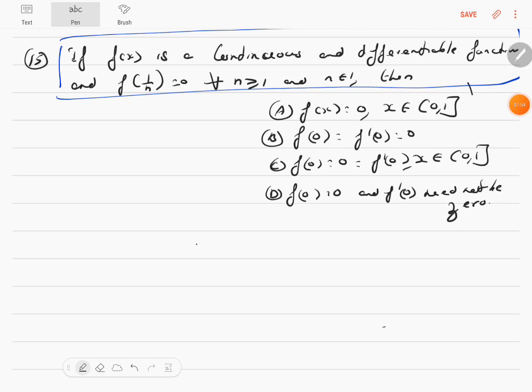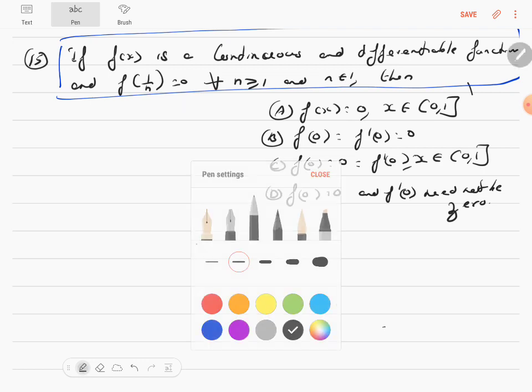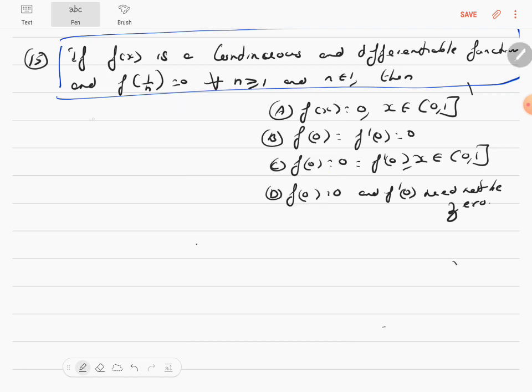So this is a tough question for me. I'm trying to think. If f of x is a continuous and differentiable function, and f of 1 by n is equal to 0 for n greater than or equal to 1, and n is a natural number, then f of 1 is also 0, f of 1 by 2 is also 0, f of 1 by 3 is also 0, f of 1 by infinity is also 0.